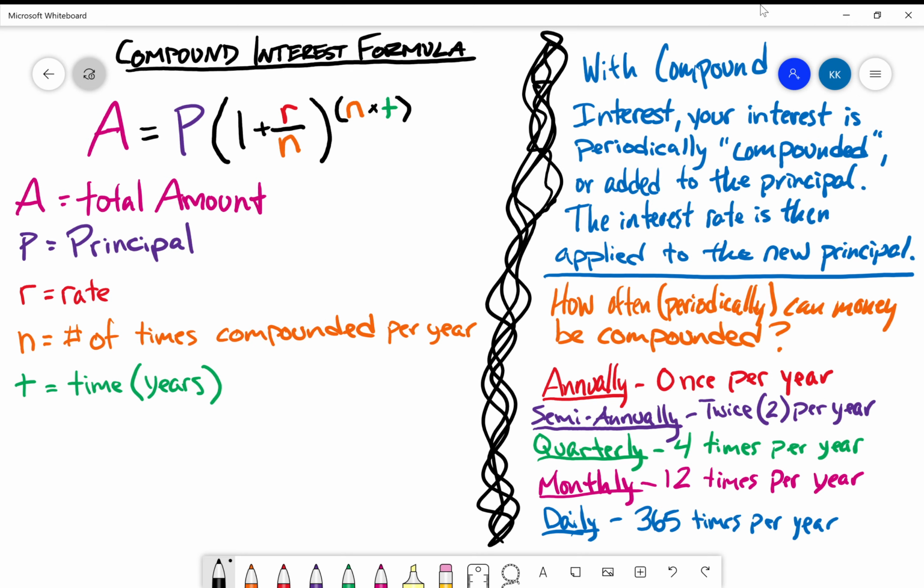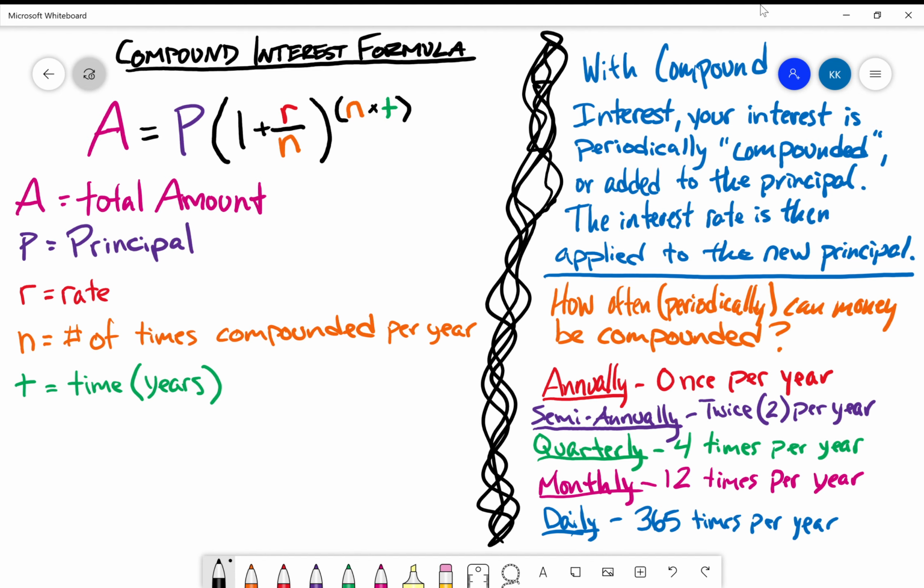We're taking a look at the compound interest formula on the left side, but first I wanted you to take a look at the top right where it's written in blue, just what compound interest is. With compound interest, your interest is periodically compounded or added to the principal. So when you see interest is being compounded, that means it is being added to the previous principal. The interest rate is then applied to the new principal. So essentially, after certain periods of time, your principal is being recalculated based on how much interest you've earned up to that point.